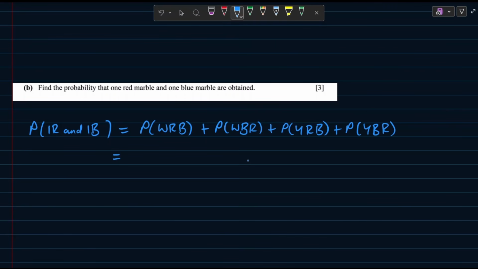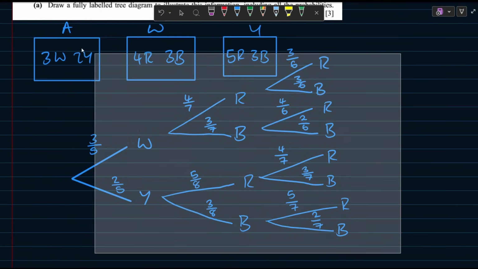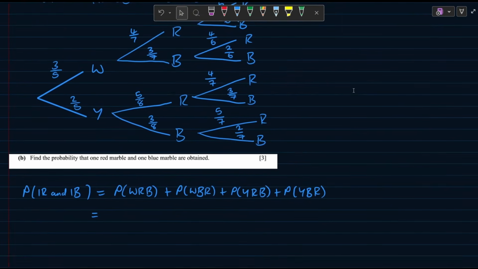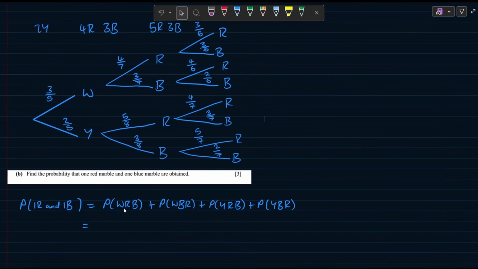Let's evaluate each pathway. I'm just going to copy this. Our first pathway is going to be white, red, blue. So that's going to be 3 over 5 times 4 over 7 times 3 over 6. And then we want white, blue, red. So 3 over 5 times 3 over 7 times 4 over 6.